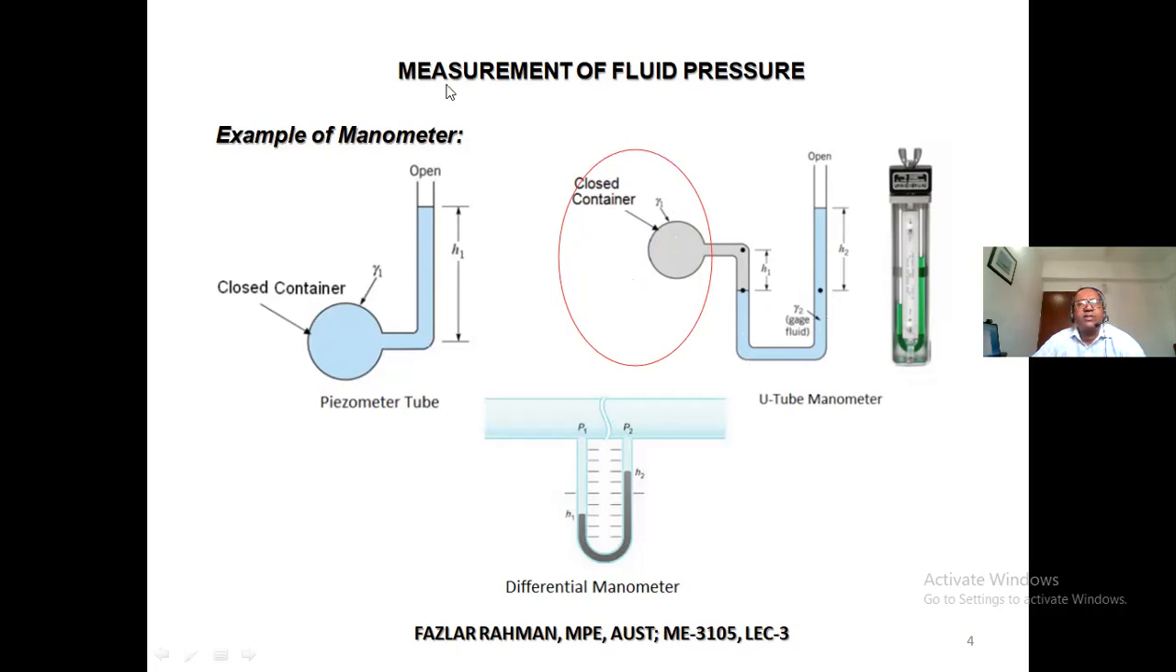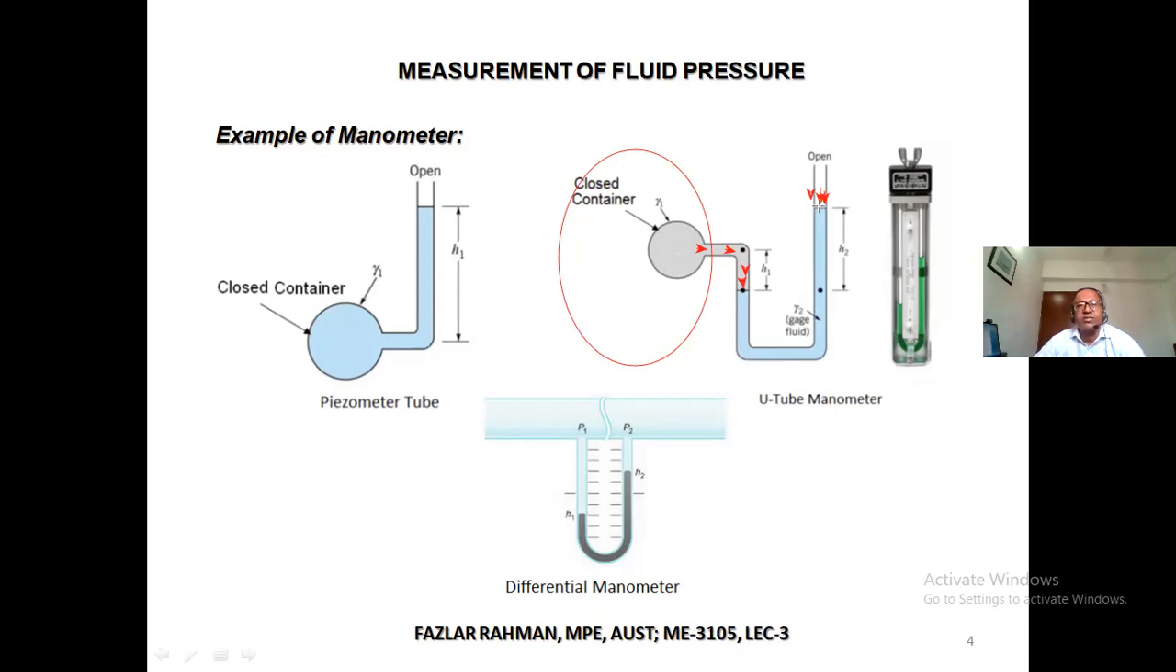So in that case, you see, right over here, atmospheric pressure is working, trying to push this fluid down. And inside this tank, they have a pressure. The pressure force coming over here is trying to push it down. But inside the tank, pressure is high. That's why fluid is going upward.